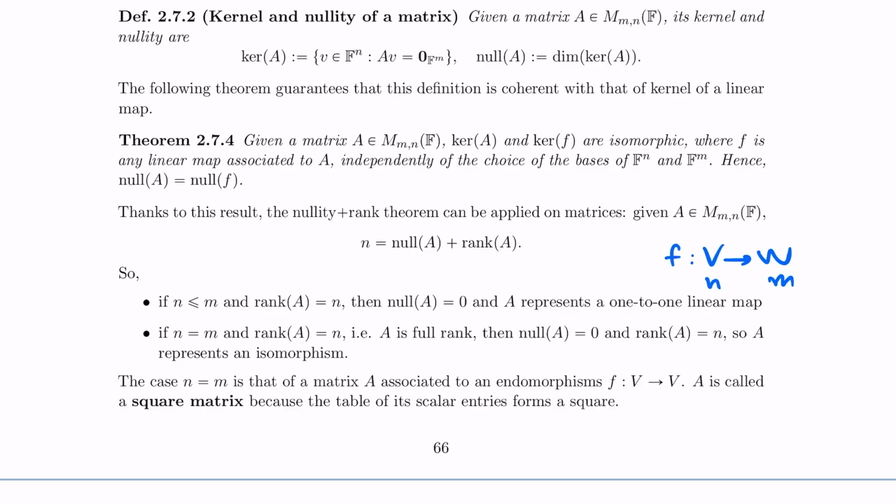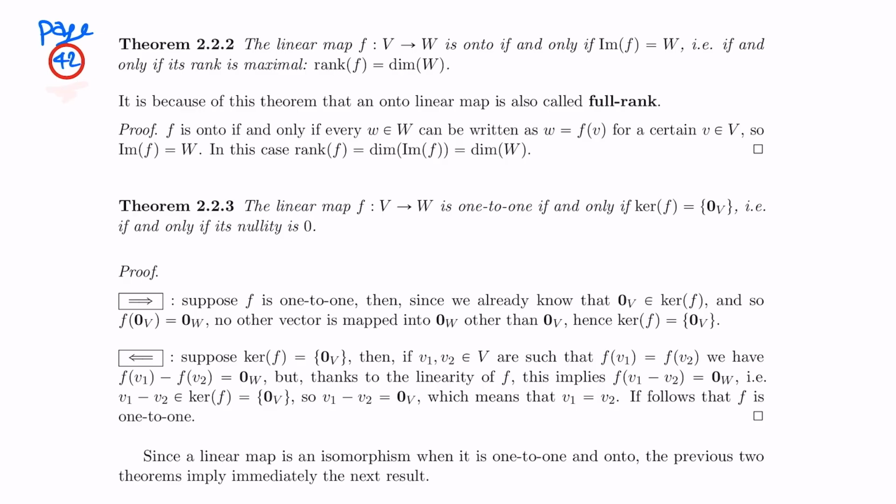This theorem has two noticeable consequences that are written here, and in order to understand them, we must come back for a second to page 42. At page 42, we have proven these two theorems here, which said that the linear map F between vector spaces V and W is onto if and only if its rank is equal to the dimension of W, and we also say that the map is full rank, and F is one-to-one if and only if its nullity is 0.